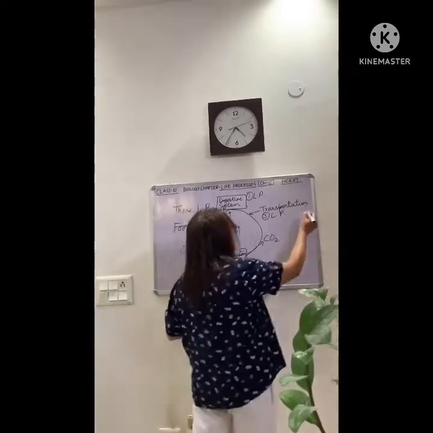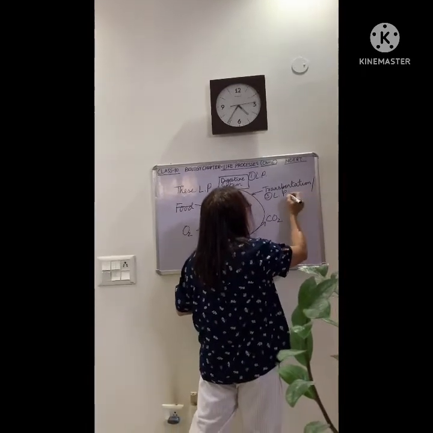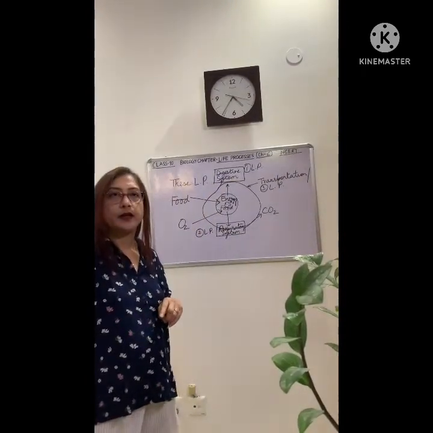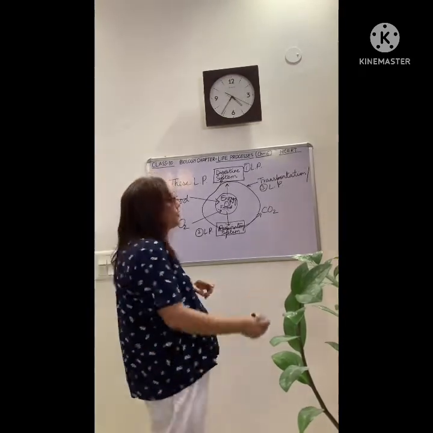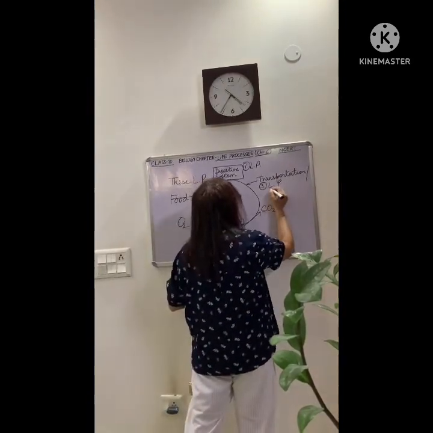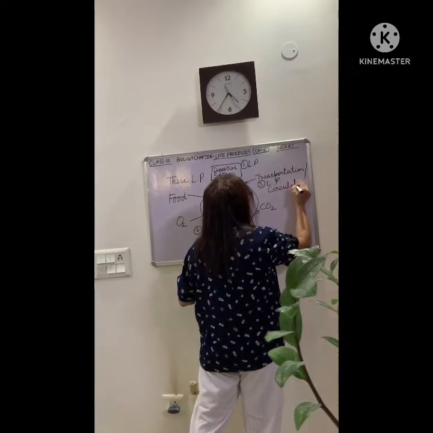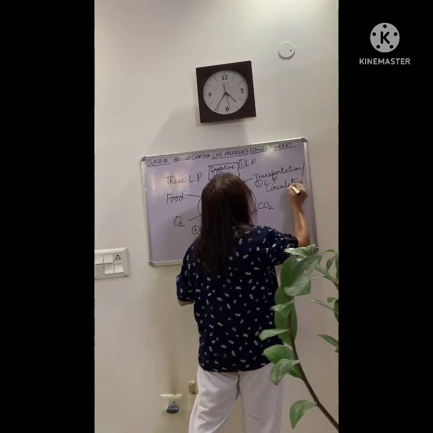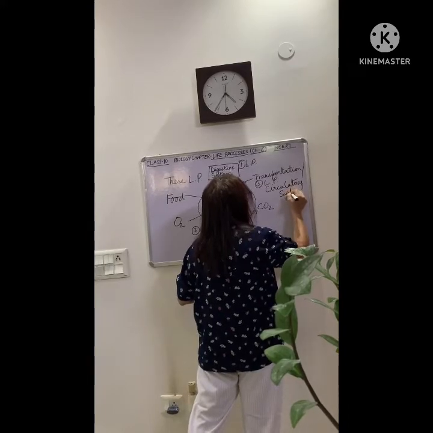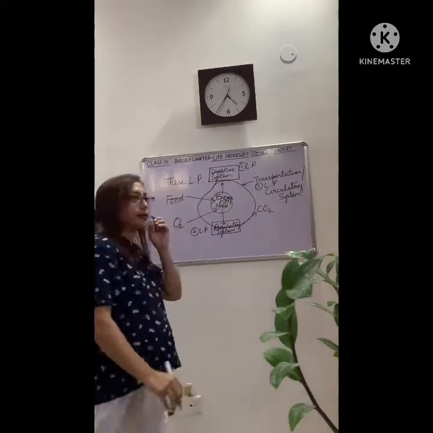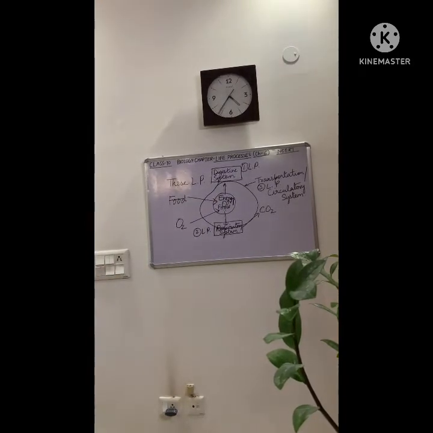And can you guess, children, what is the common name for this transportation system? It is the circulatory system, right, which includes blood and all. It is the circulatory system, which includes the heart and blood, and it is the blood which transports the various materials.